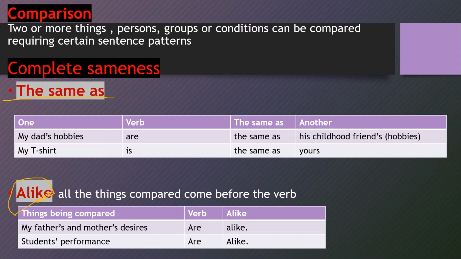And we can say people's ambitions in this country are alike. So this one differs from the first one in having the things that are compared before the verb. So this is the complete sameness, when you have two things which are exactly the same.